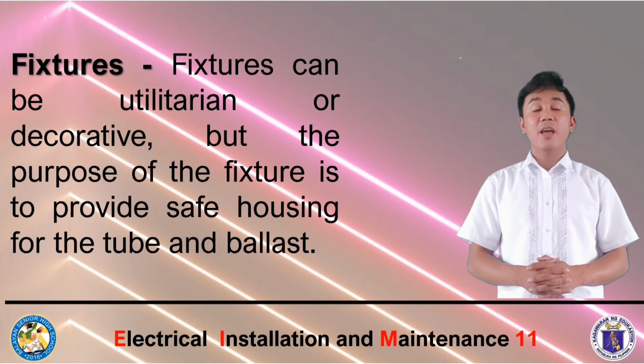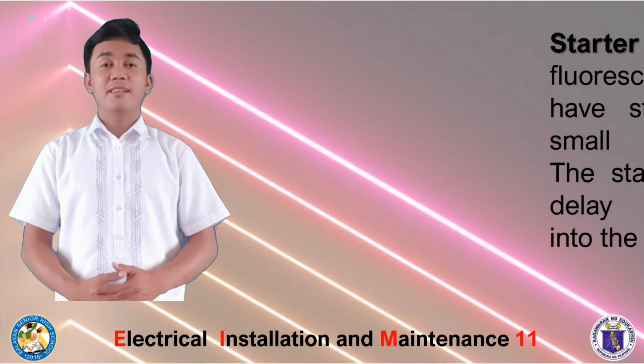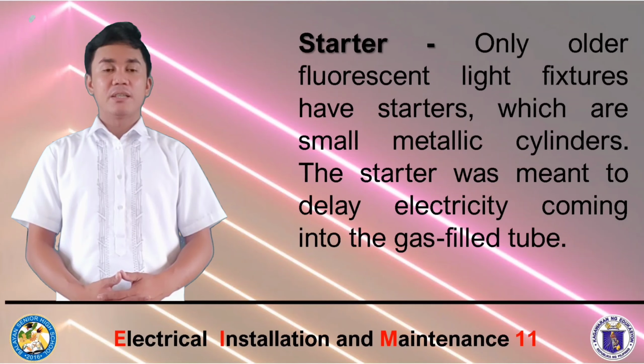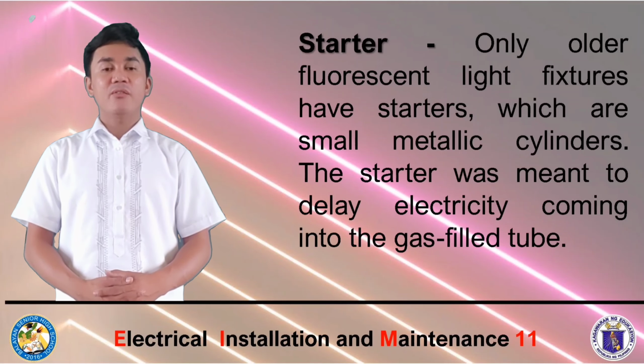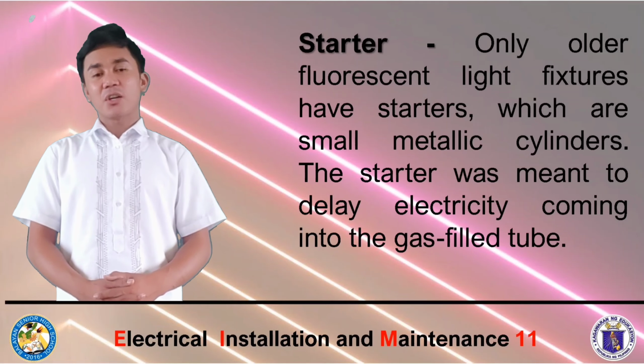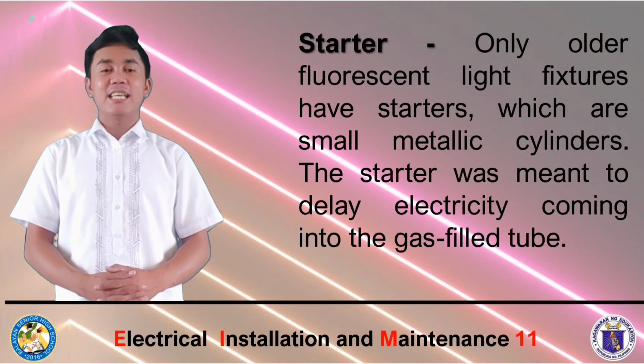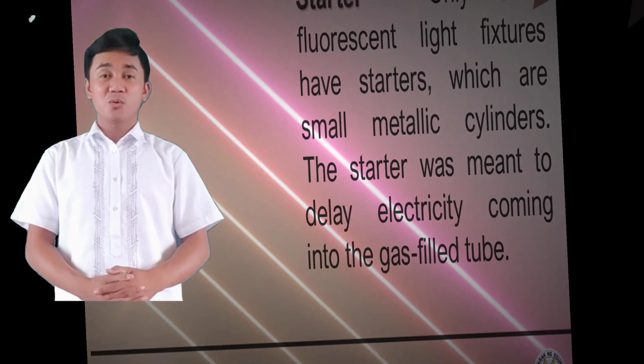Next one is the fixtures. Fixtures can be utilitarian or decorative, but the purpose of the fixtures is to provide safe housing for the tube and the ballast. The fixture also houses the connection to a power source such as electrical wiring or batteries. And last one is the starter. Only older fluorescent light fixtures have starters, which are small metallic cylinders, and the starter was meant to delay electricity coming into the gas-filled tube.